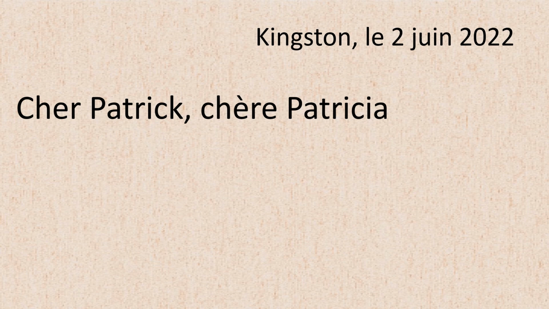So Kingston, comma. Then I put le, and then I have the number. Then I have juin, which is June, but juin without the capital letter, and the year. Kingston, comma, le 2 juin 2022. Then I'm going to skip 2 lines, and I'm going to put cher Patrick or cher Patricia.